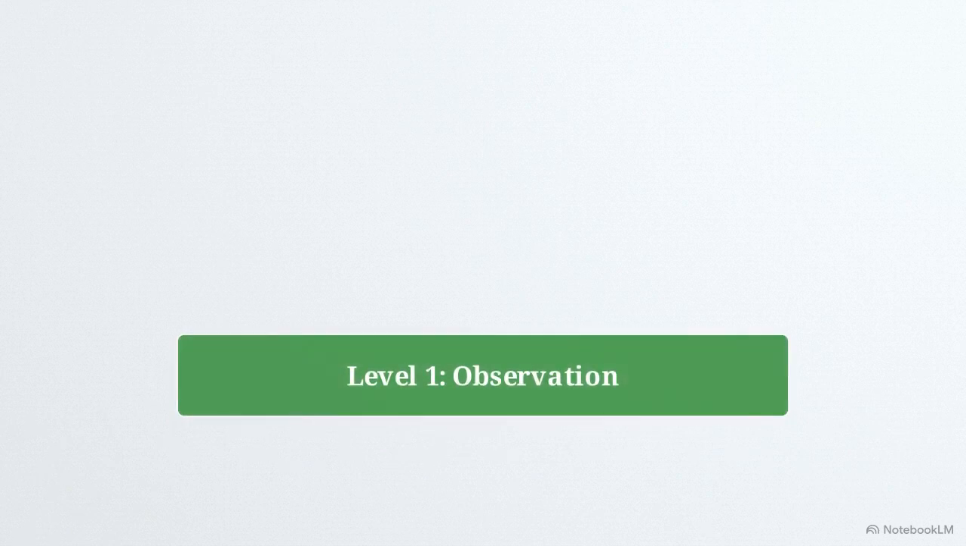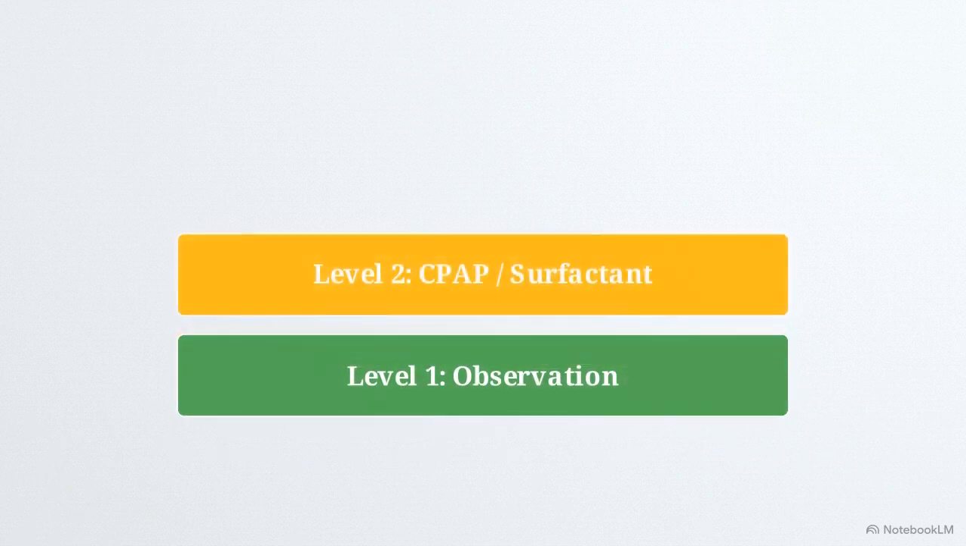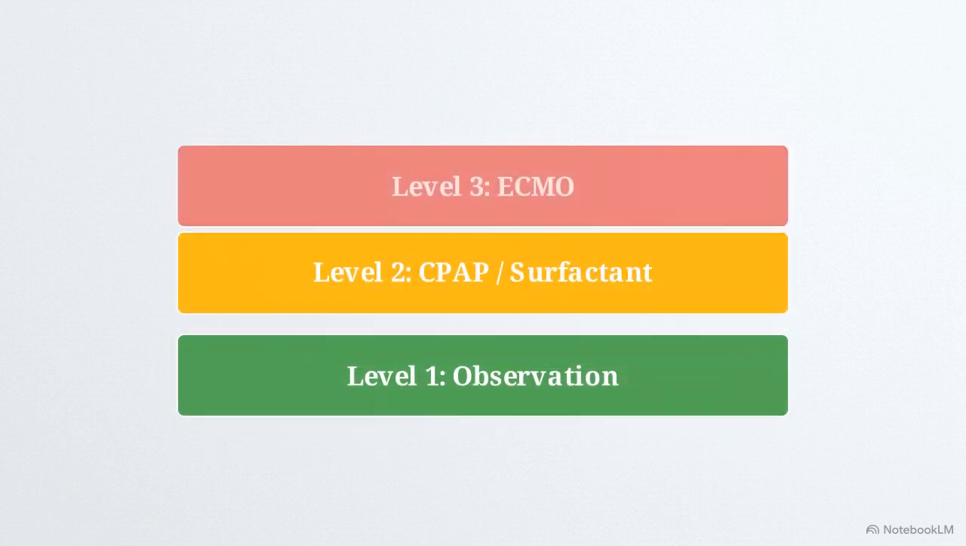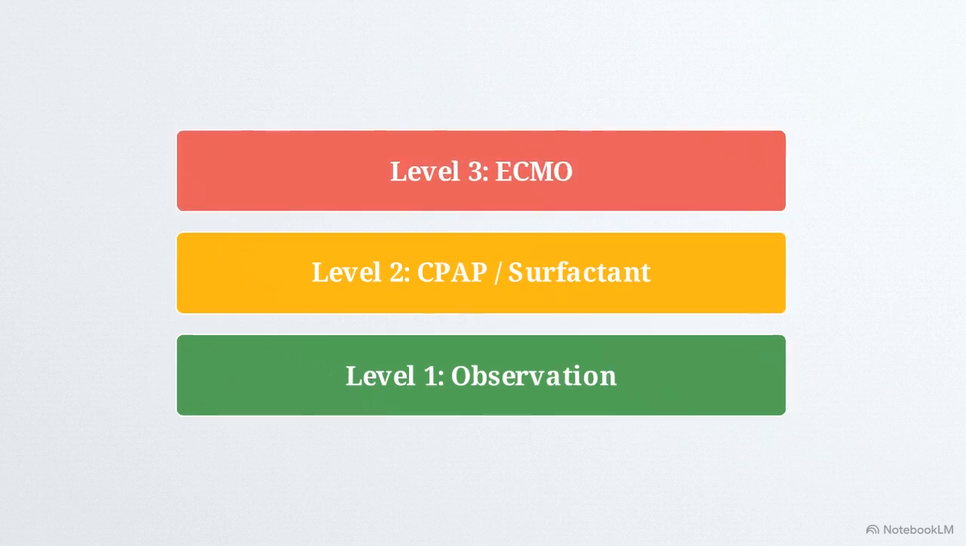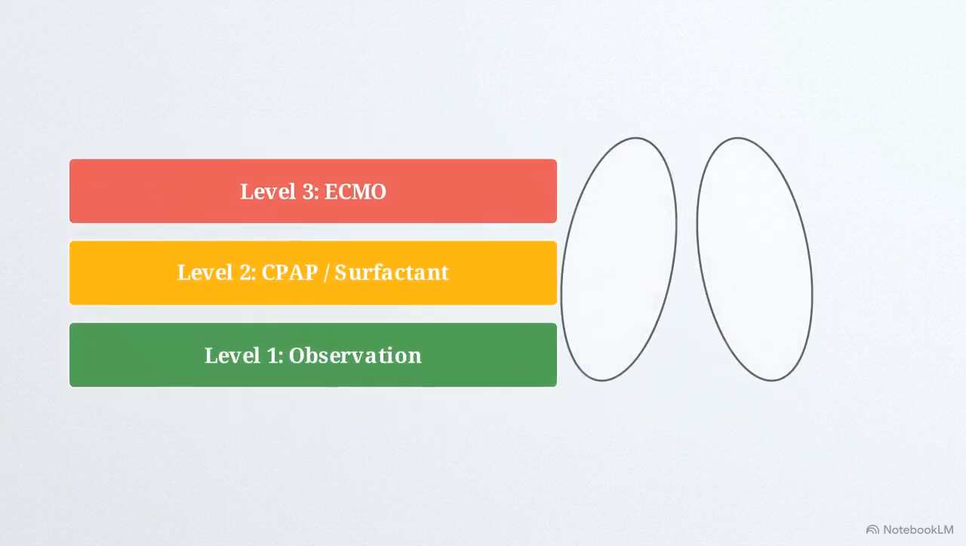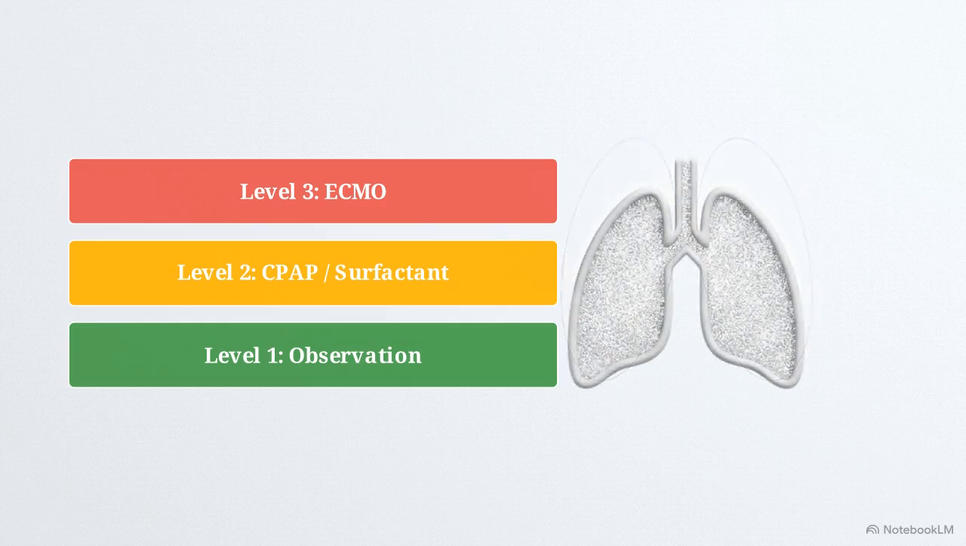Stable cases need observation, emergent cases require CPAP or artificial surfactant, and critical cases demand ECMO. This graphic shows the visual footprint of respiratory distress syndrome. Without surfactant, alveolar compliance drops, creating these diffuse, grainy opacities. This represents an emergent failure.